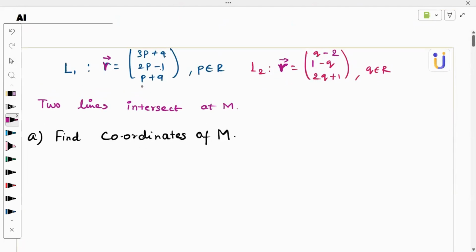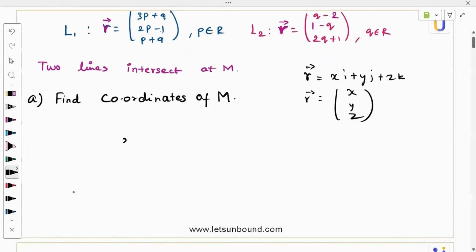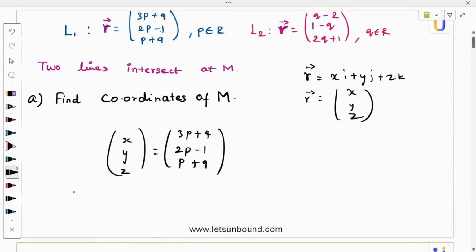The vector equation has already been simplified and combined, so directly we can go for the components of the vectors. You know that the r vector is xi, yj, zk, or in column form xyz. Both represent xyz. For L1, xyz equals 3p plus 4, 2p minus 1, p plus 9. In the same way, another xyz is equated to something related to q.